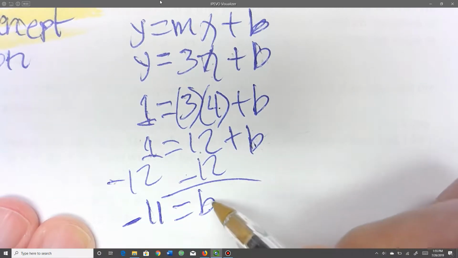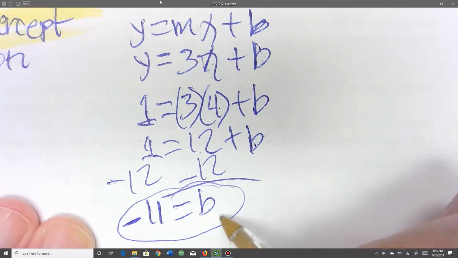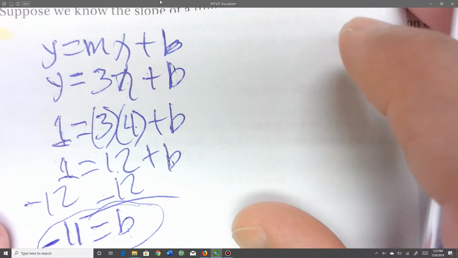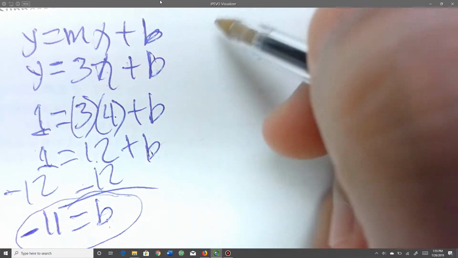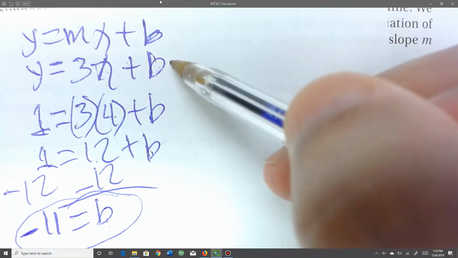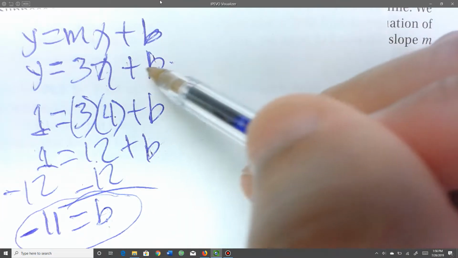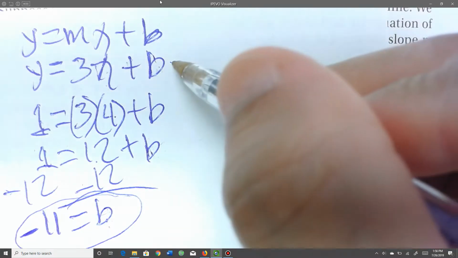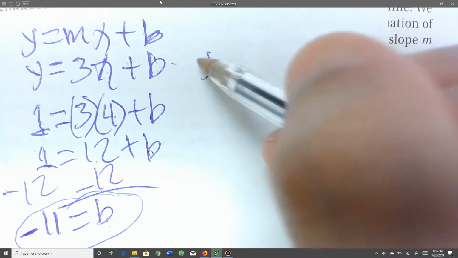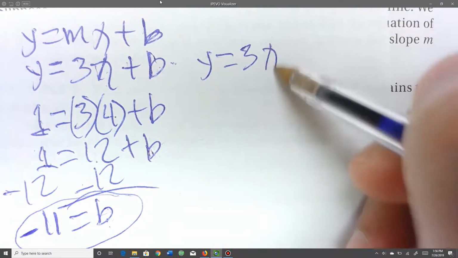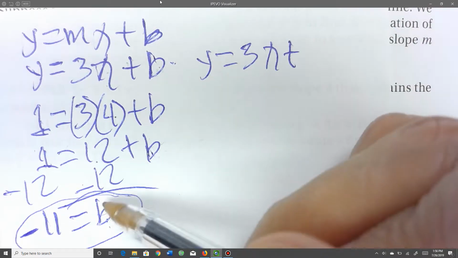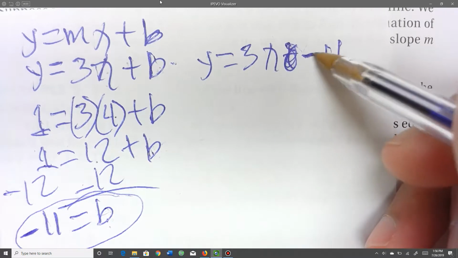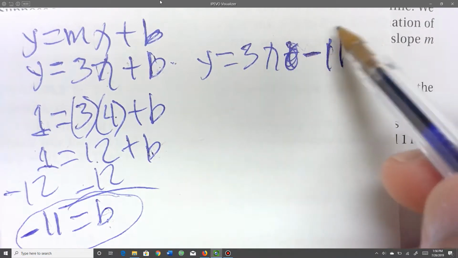Now we have found our b value. But we're not done yet, because they asked us to find an equation of this line. We were almost done at this point, except we didn't have that b, but now we do. So all we have to do now is go back to this step here and rewrite everything except for the b, because now I know that b is negative 11. That would be my equation.